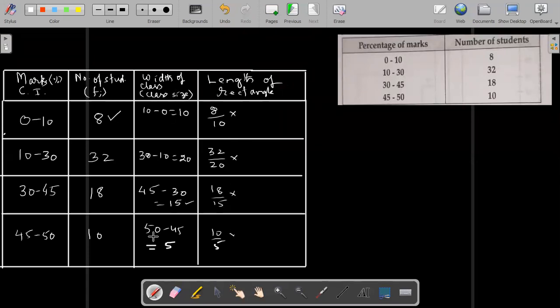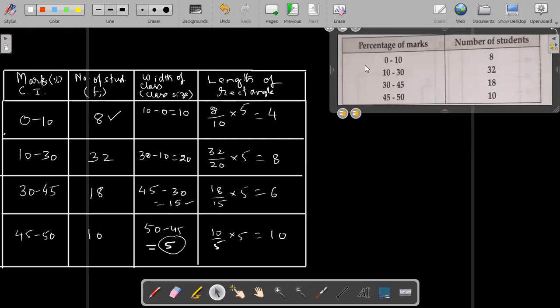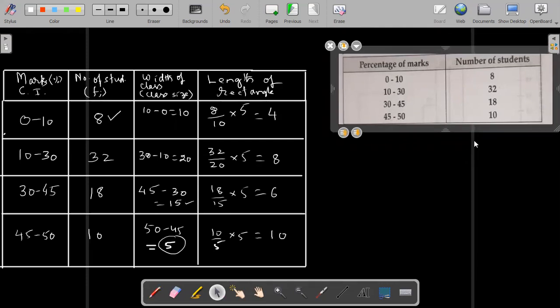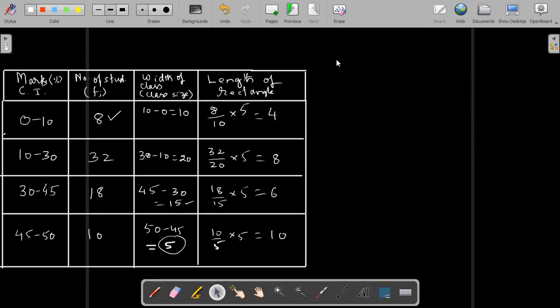Which is the minimum width? Out of these widths, we have to choose the minimum. The minimum width is 5, so we will multiply by 5, 5, 5, and 5. So 5 times 10... 2 4s are 8, 5 4s are 20, 4 8s are 32, 5 3s are 15, 3 6s are 18, 5 5s cancel, 10. So this is the width that we need. Got it? Now I will draw the graph, the bar graph, the histogram.